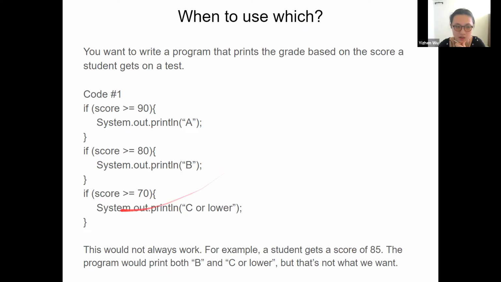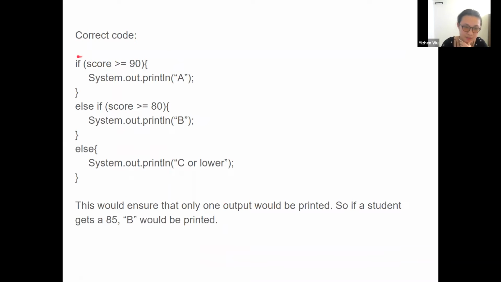We use the wrong method. We only use the if statement. That's wrong. Now let's look at the correct code. It's very similar to that one, except we use the else if. We use else if and else right here. So what this does is that this whole block of code will give only one answer no matter what. This would ensure that only one output will be printed, so it doesn't matter what you get.